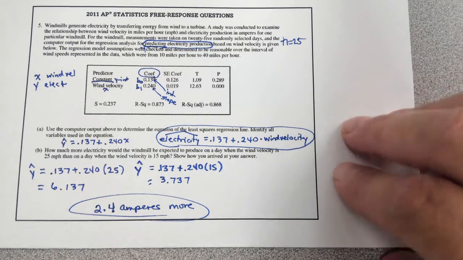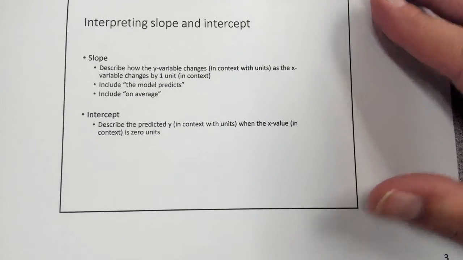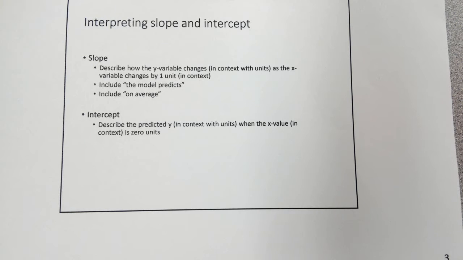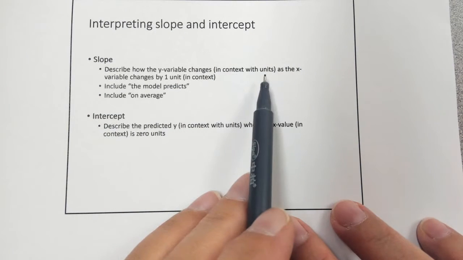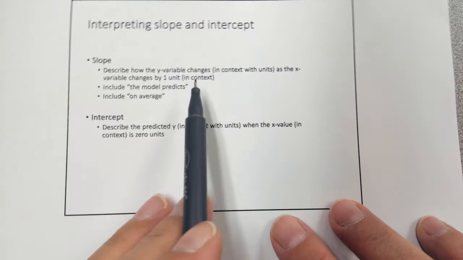Okay, part C, before I say anything else crazy, let's do part C. Last thing we need to be able to do for today is to correctly interpret slope and intercept in context. And that's the last couple parts of this question. So when you describe slope, you need to make sure, of course, that context is there. And the key is to describe how the y changes in context with units as the x changes by 1.